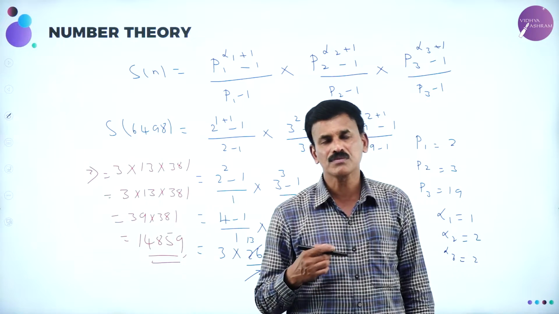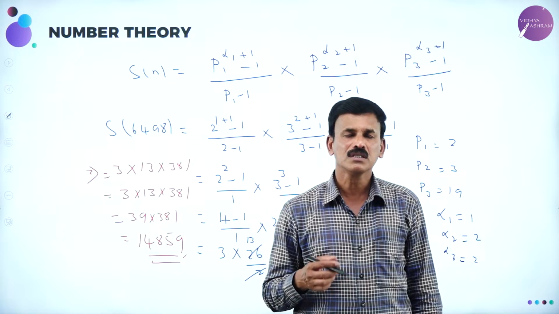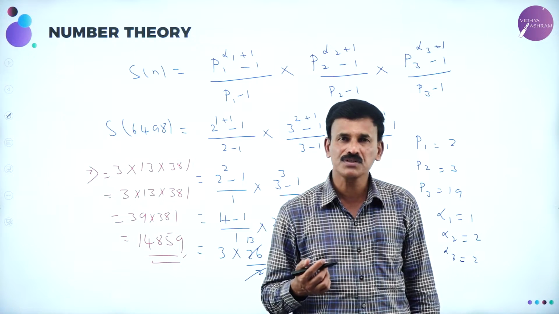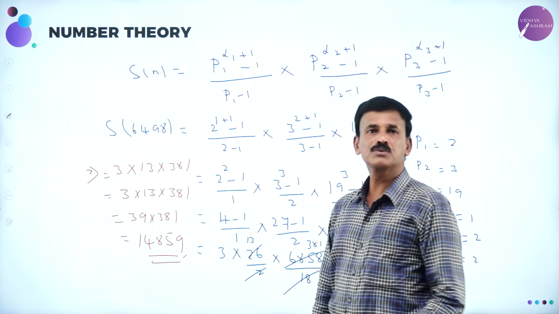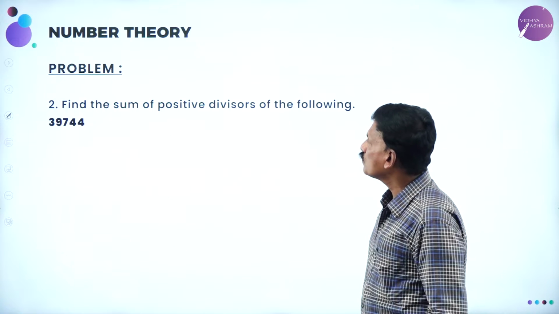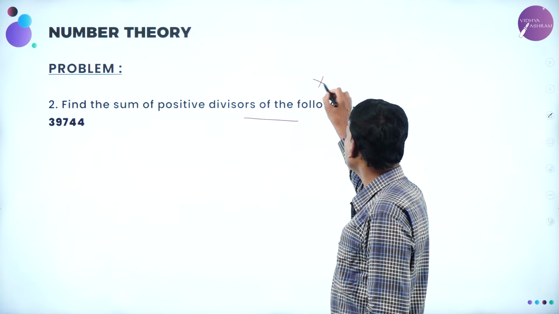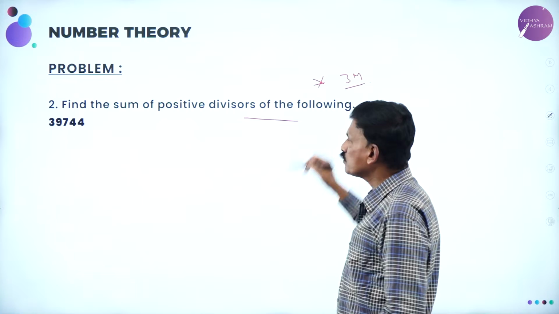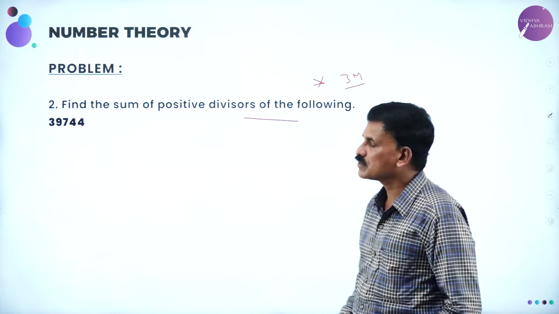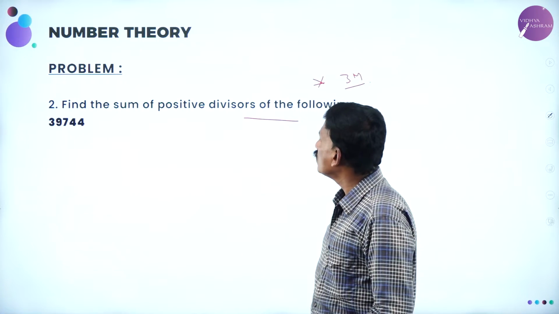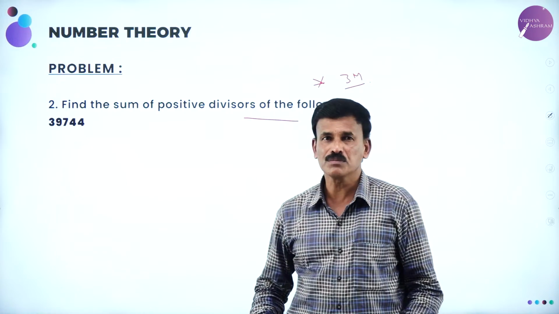This type of problems we did in the previous class also. Okay. Now let me take one more problem based on this concept. Right. Now let us come to the next problem. So find the sum of positive divisors. This is very important for 3 mark. It's a big problem. 39744. So we have to find the sum of positive divisors of this number, right?